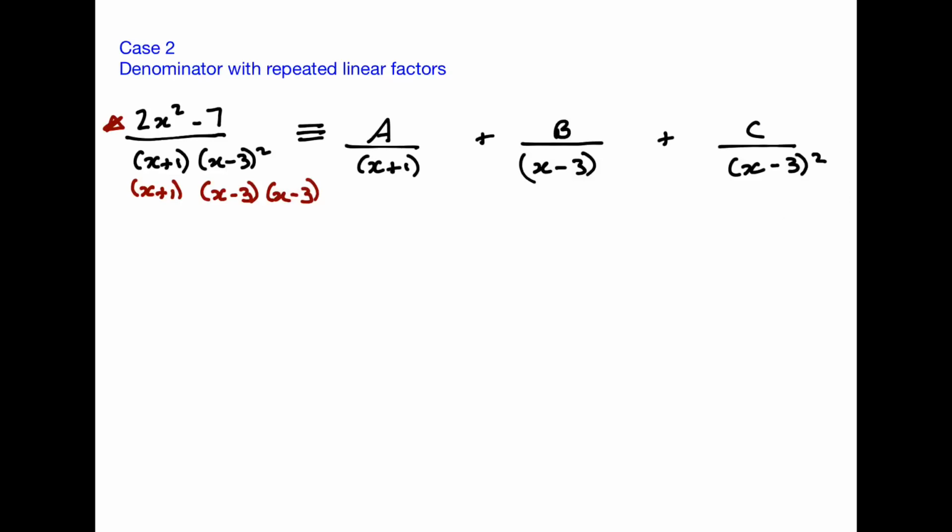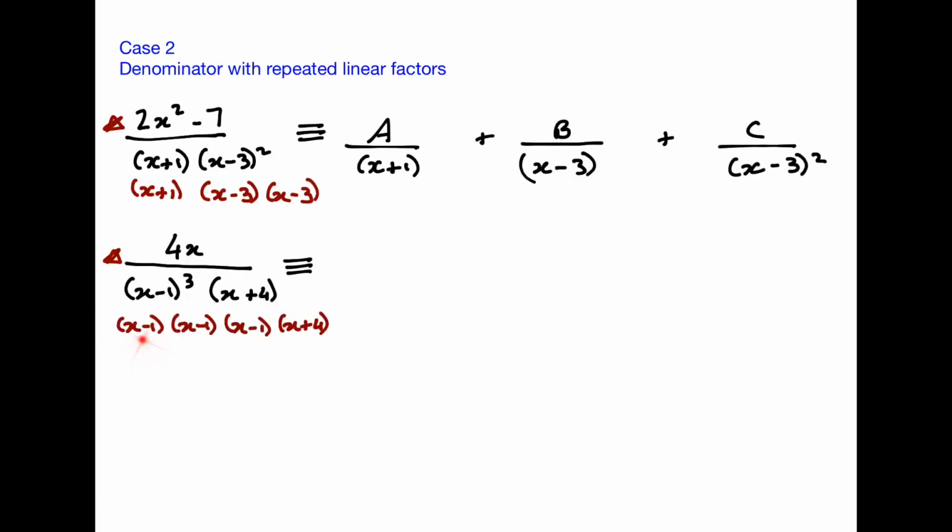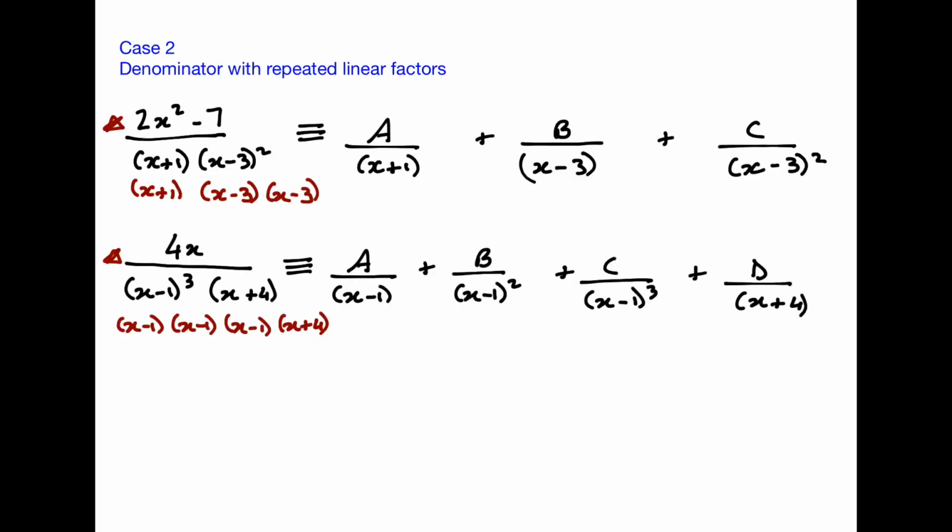Let's look at another example. In here we have (x minus 1) to the power of 3 and x plus 4. How many factors do we have here in the denominator? We have 4 factors. We have x minus 1, x minus 1, x minus 1 and x plus 4. The standard result for such an equation is going to be x minus 1 in the denominator here, (x minus 1) to the power of 2 and (x minus 1) to the power of 3, and the last one will be x plus 4. A, B, C, D are the constants that we need to find.